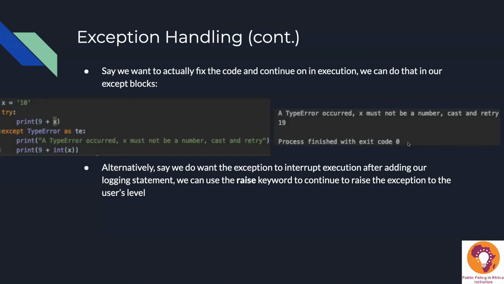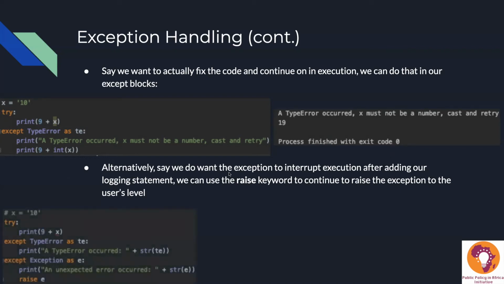What I was doing on the previous slide was catching the exceptions and making sure that they didn't cause the program to fail, but I wasn't necessarily handling them because I wasn't fixing the erroneous logic in any way. And alternatively, say we do want the exception to interrupt execution after adding our logging statement. We can use the raise keyword to continue to raise the exception to the user's level.